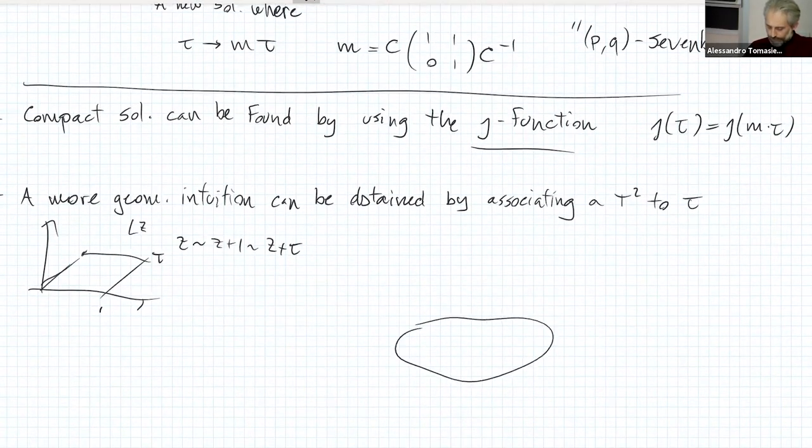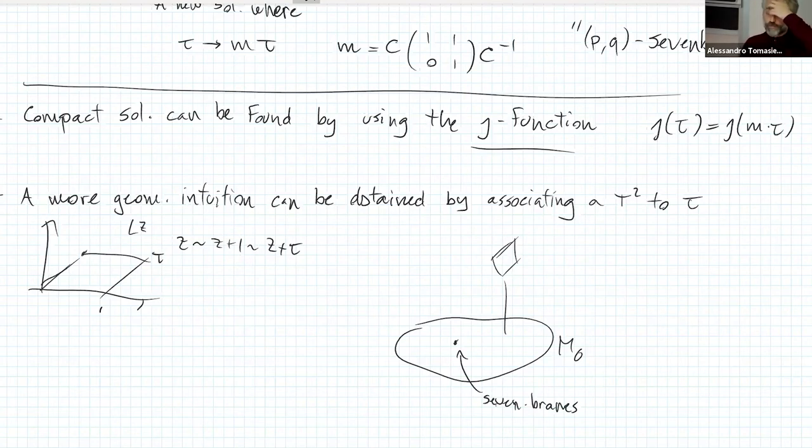So then for every point on M6, there will be a torus. And the seven branes are in this. So if you just follow the geometry, if you follow this identification, you'll find that the seven branes will correspond to points where the torus degenerates. Typically, generically, to a sphere with two points identified.